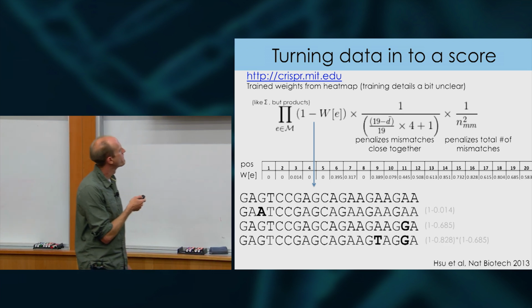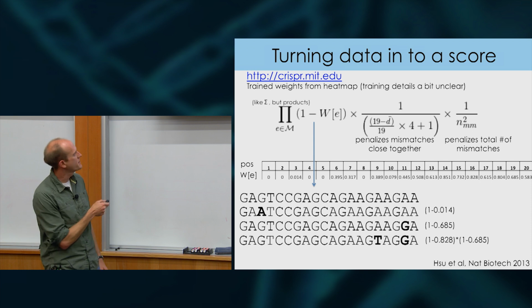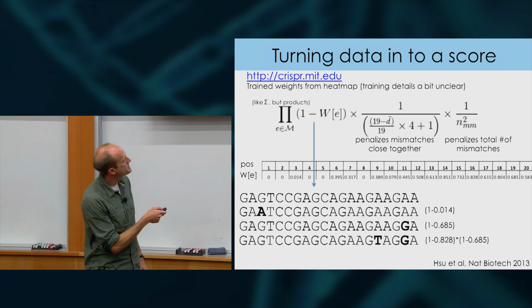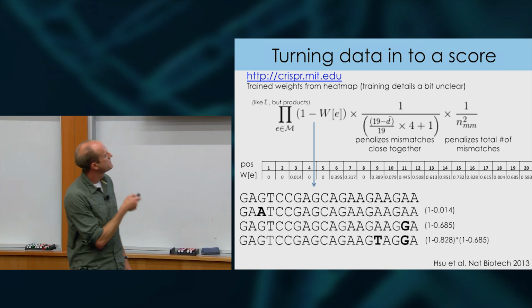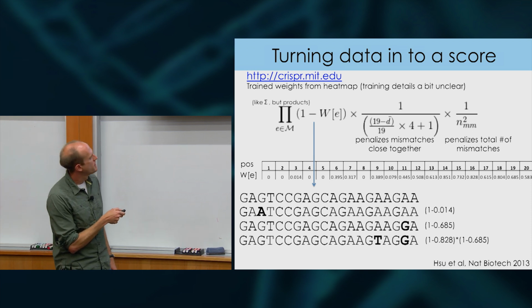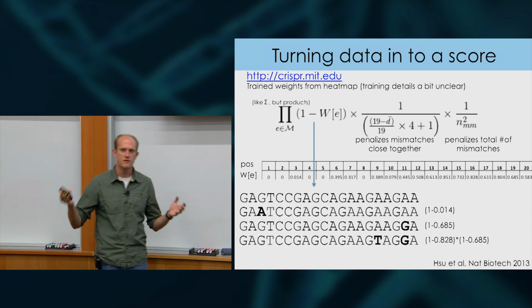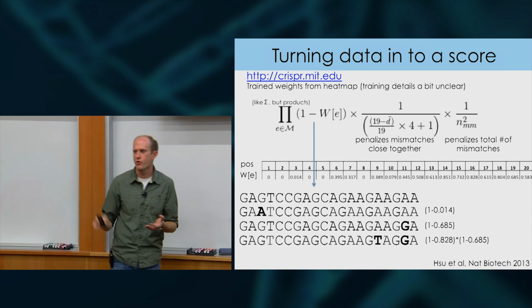So what does this look like? If you had a mismatch here, that's 0.014. So 1 minus 0.014 would be the weight. Okay? And everything else is a perfect match. So you do 1 minus 0.014 times this stuff. And if you have another one here, you'd have 1 minus 0.685 times all this stuff. Now let's say you have two mismatches. You'd have 1 minus this position, 0.828, times 1 minus 0.685. Okay? So you see this total weight goes down as you get more and more mismatches.